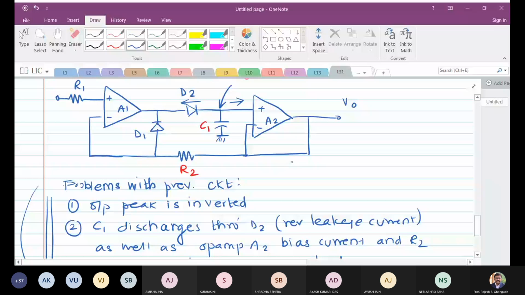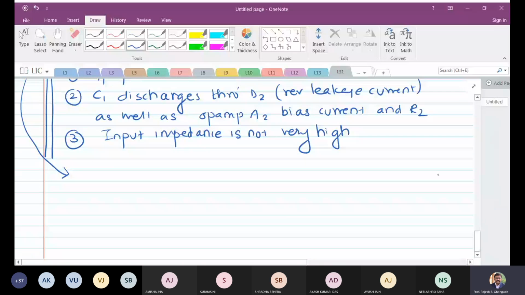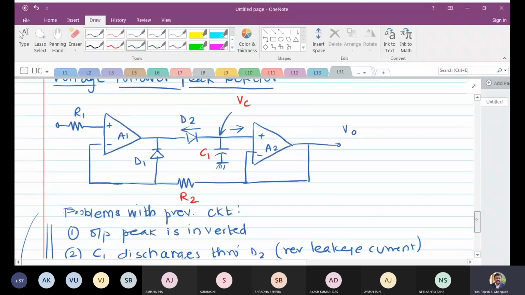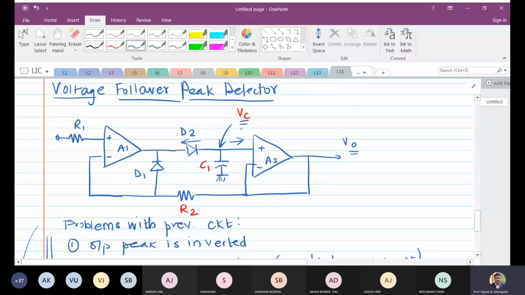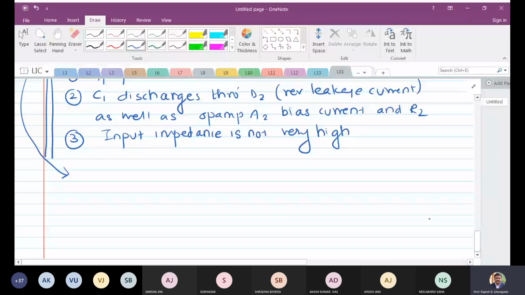Yes, sir. Then A2 is also connected as a voltage follower. So naturally, whatever is the voltage VC, the output voltage will follow VC, because this is a voltage follower. So A1 and A2 operate as a single voltage follower.